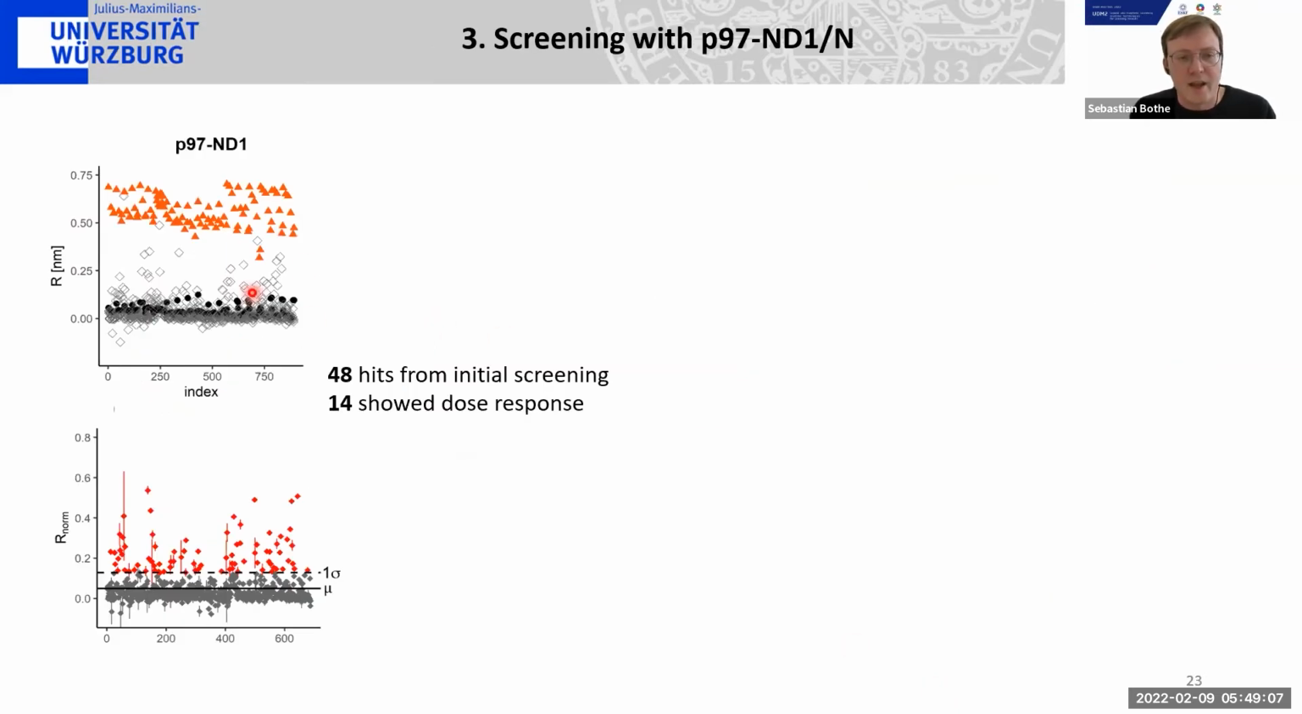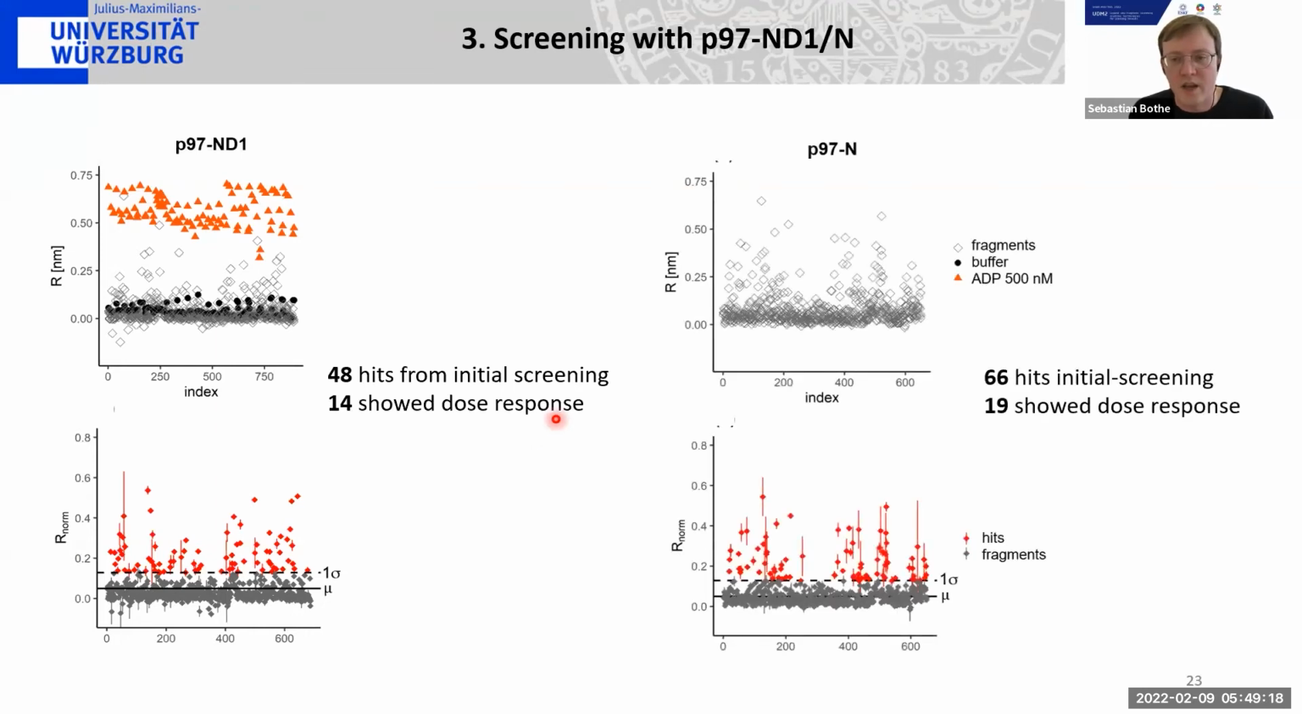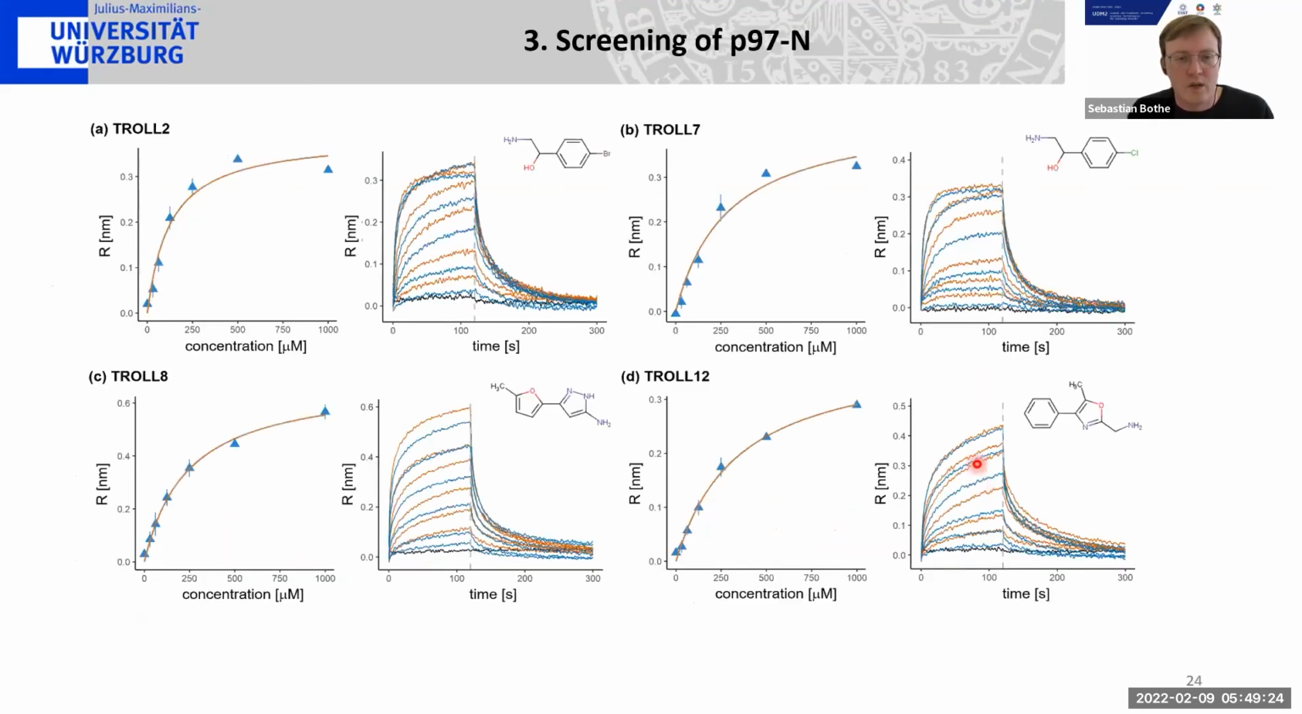So in the ND1 screening, we could identify 14 fragments showing a dose response. And after we transferred the assay conditions to the N domain, we got 19 fragments showing a dose response. Here are some example sensorgrams, for example, for 12.2 and 12.7. These are close analogs which produce similar sensorgrams and signals.